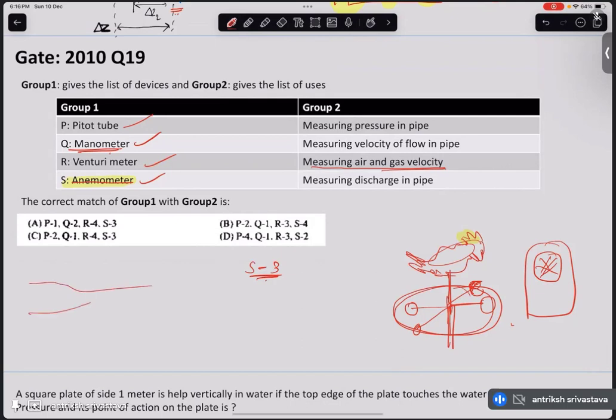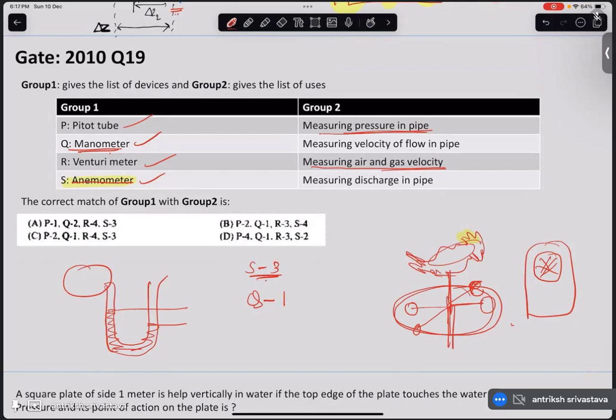There is a flow in this particular pipe. There is another pipe attached to it with some mercury, and then from the difference in the level we determine the pressure, right? So Q is nothing but measuring the pressure in the pipe, right? So Q is 1. If you just know these two, based on this itself you can solve this question.